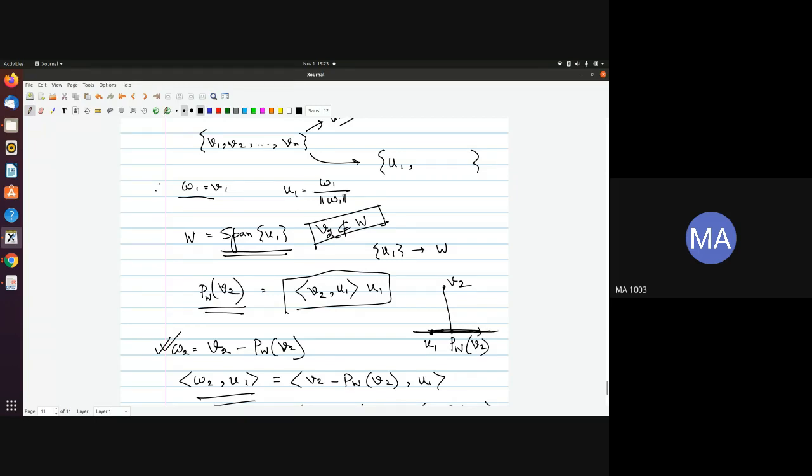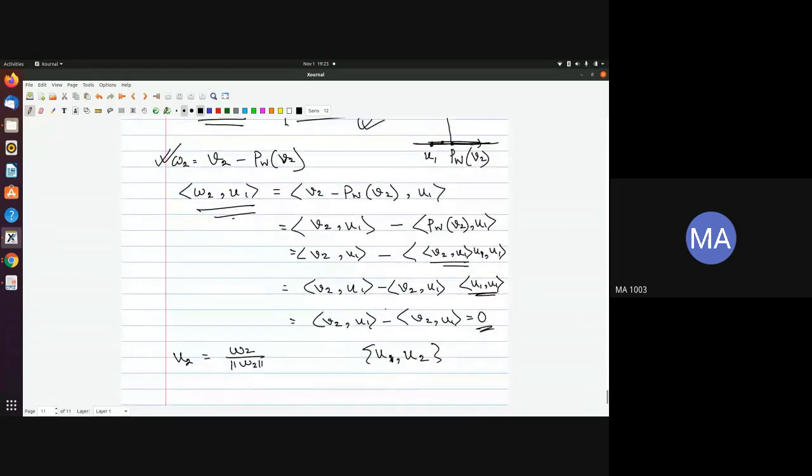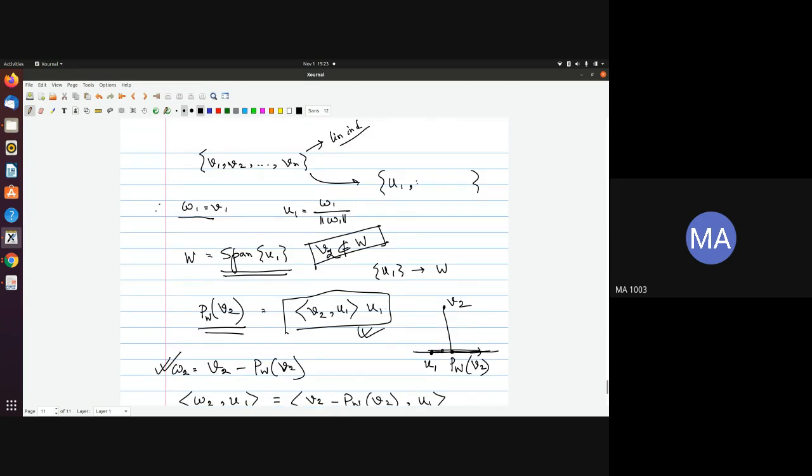What we will do is take the projection of V2 inside the subspace W. Now V2 minus the projection is perpendicular to U1, and we have checked it also. So we get a new vector W2, which is V2 minus the projection of V2 inside W. We divide W2 by its norm and get U2, my second vector in the set. So U1 and U2 are both unit vectors and orthogonal to each other. Is it clear?